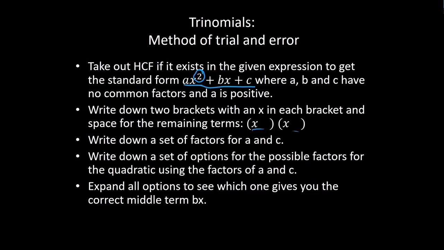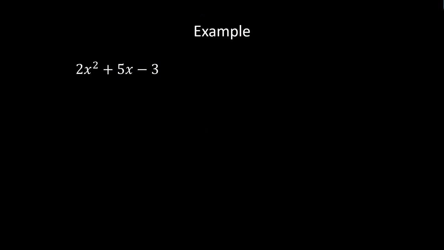We will then use the factors of a and of c, and try to get a set of options for the possible factors of the quadratic, using a and c to get to the value of b. At the end, you can expand to see that you get the correct middle term. So let's just see what we're doing with an actual example.